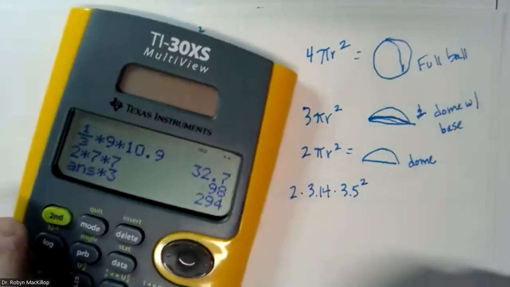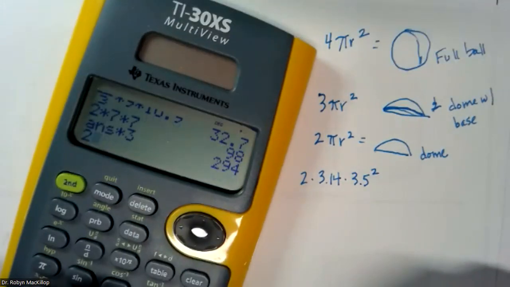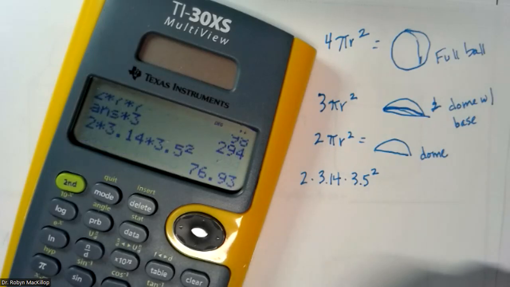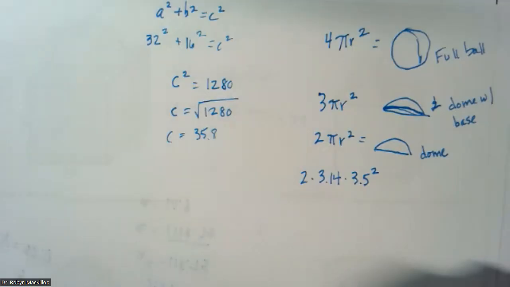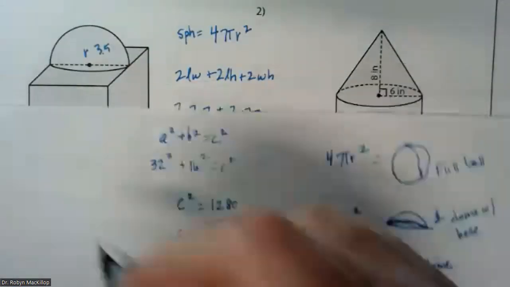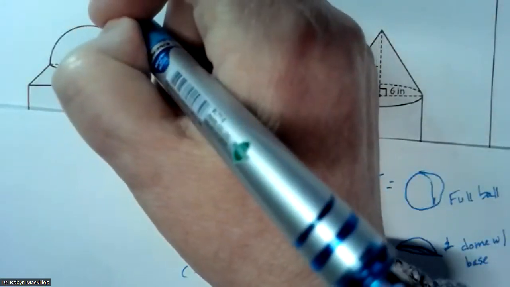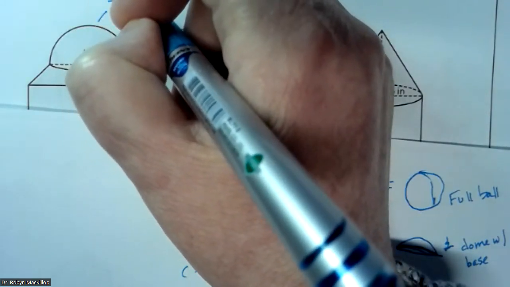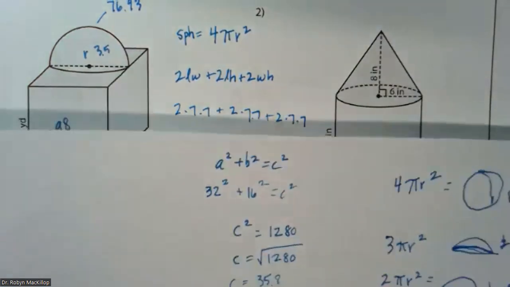Let your calculator do all that. 2 times 3.14 times 3.5 squared equals 76.93. So this is 76.93. Now we're not done, right?